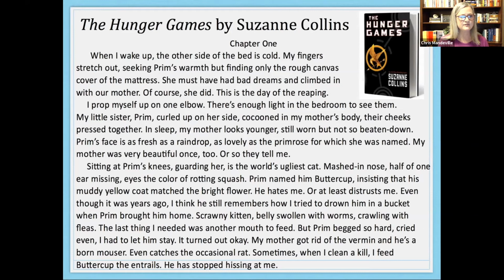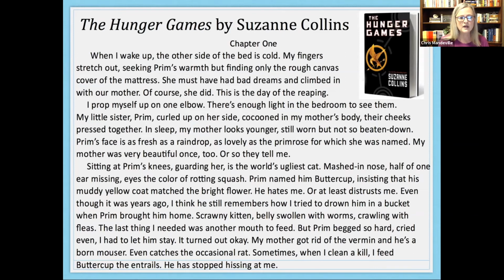Prim's face is as fresh as a raindrop, as lovely as the primrose for which she was named. My mother was very beautiful once too, or so they tell me. Sitting at Prim's knees, guarding her, is the world's ugliest cat. Mashed in nose, half of one ear missing, eyes the color of rotting squash. Prim named him Buttercup, insisting that his muddy yellow coat matched the bright flower. He hates me, or at least distrusts me.